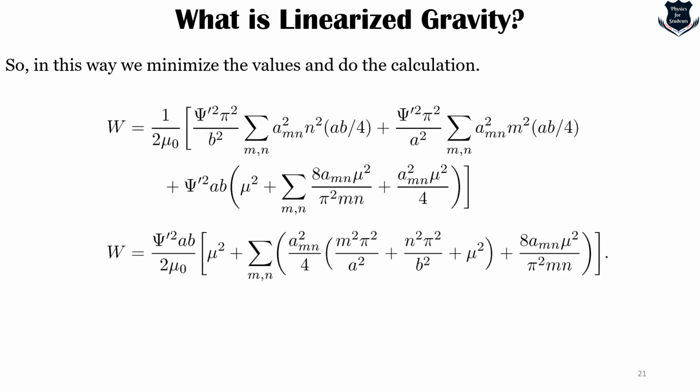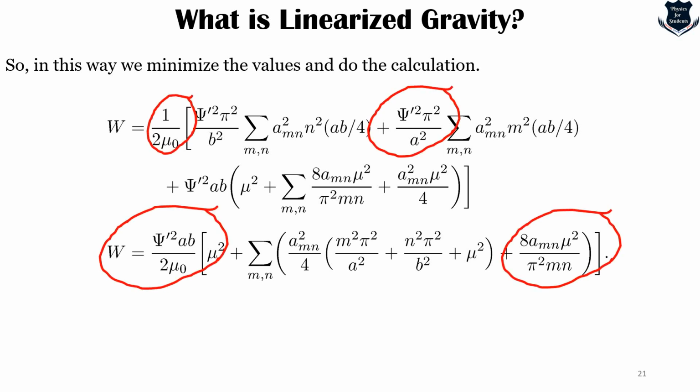So for example, this is just an arbitrary equation. If you take this term and this term and this term and this term, and if you reduce it, then what will happen? Then the equation will become rather simple. That is basically the objective of finding out a linearized gravity.